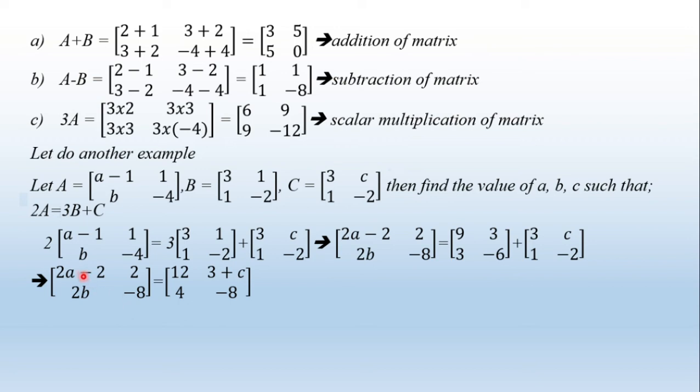So by equality of matrices, 2a minus 2 equals 12, 2 equals 3 plus c, 2b equals 4, and minus 8 equals minus 8, which is obvious.